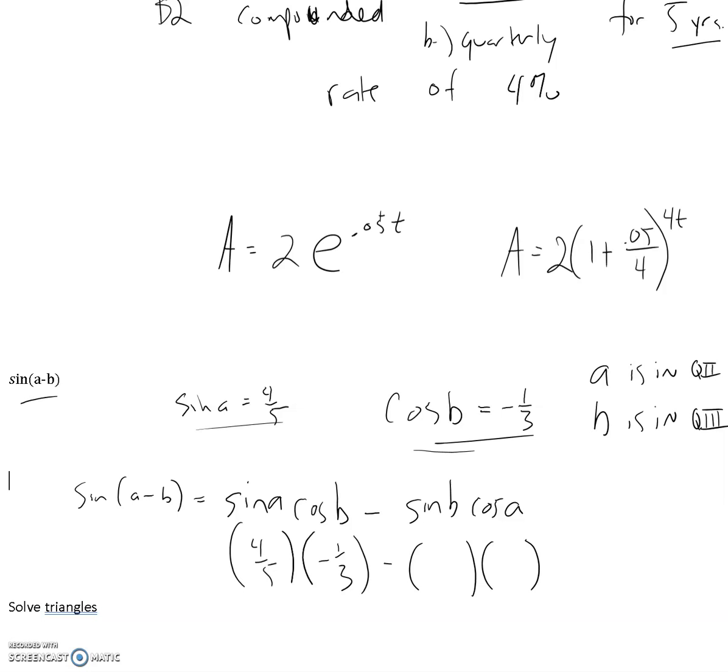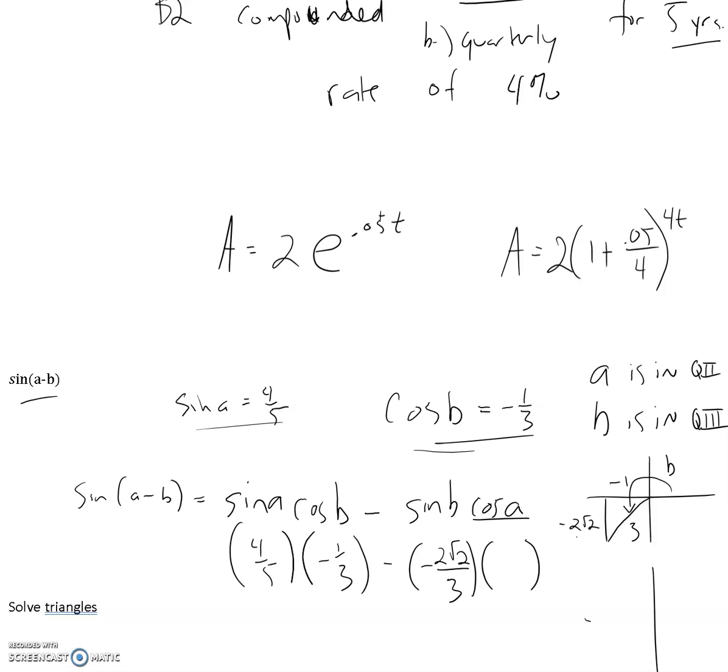Okay, so you'd have to do 2 kind of basic trig problems to find these guys. That would be finding sine of b. So I draw a picture for b. If it's in quadrant 3, it has -1/3. That's adjacent over hypotenuse. 9 minus 1 is 8. This would be 2√2 negative, Pythagorean theorem. So that means the sine of b, if this is b, is -2√2 over 3.